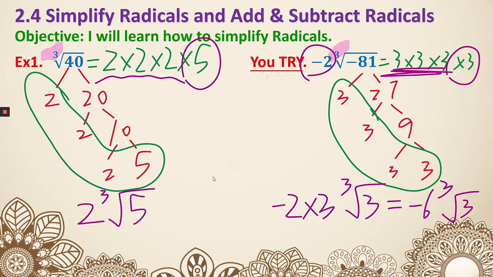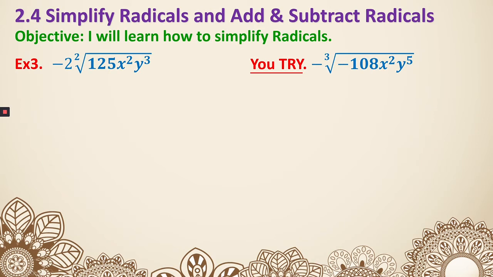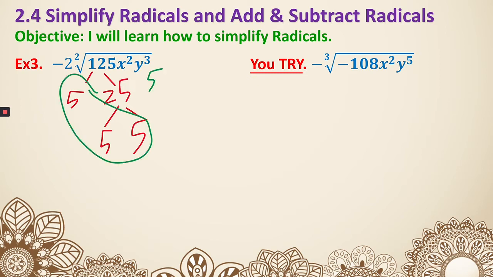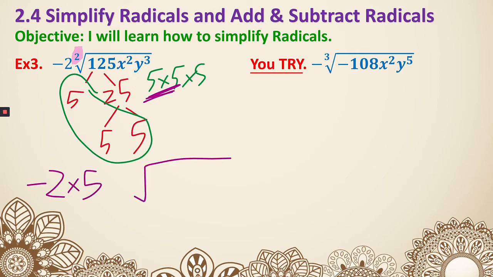Now next, things are going to get a little bit more complicated. First, I'm just going to deal with a number. So 125 is ending with a 5, so I can take out a 5, left with 25. Then it can be written as 5 times 5. So I'm looking at these numbers. I have 5 times 5 times 5. The index is 2, so I'm looking for pairs. So I have negative 2 times 5, and I'm going to keep writing to see what is left inside.